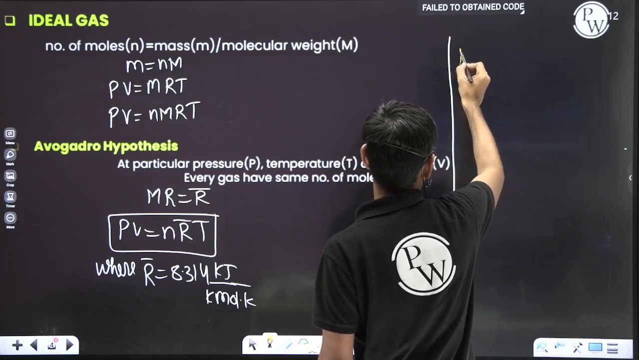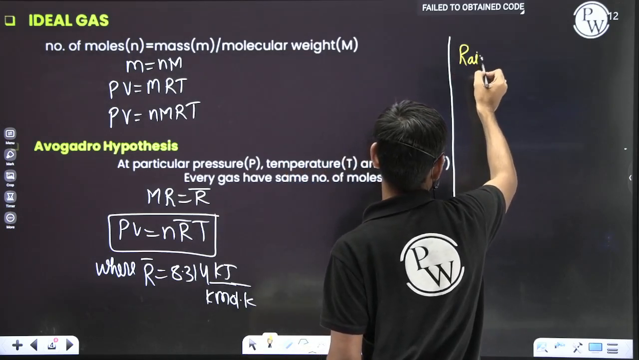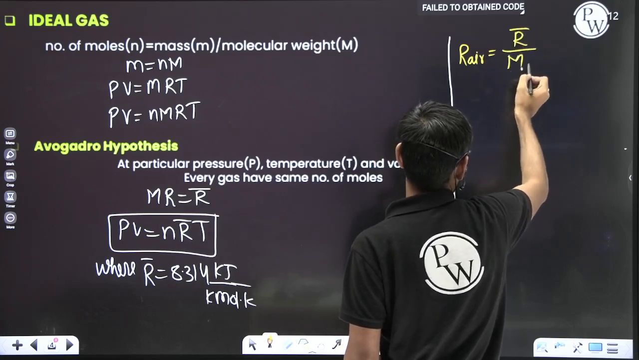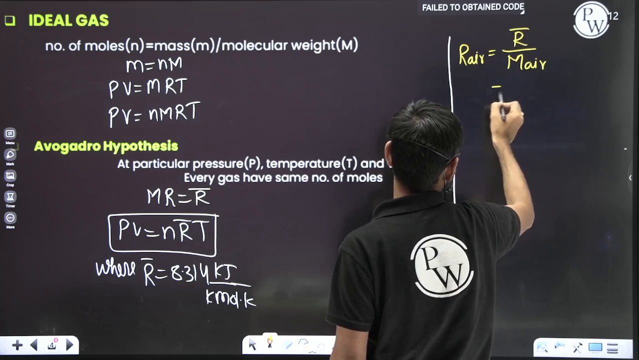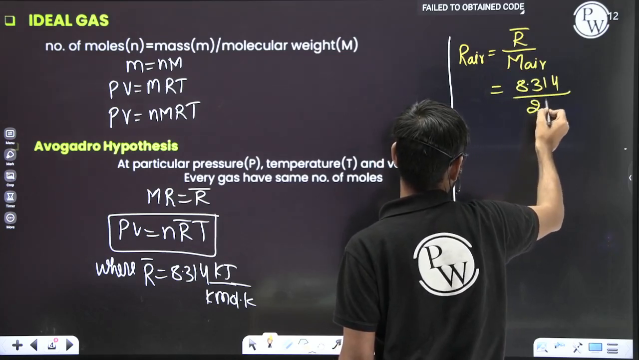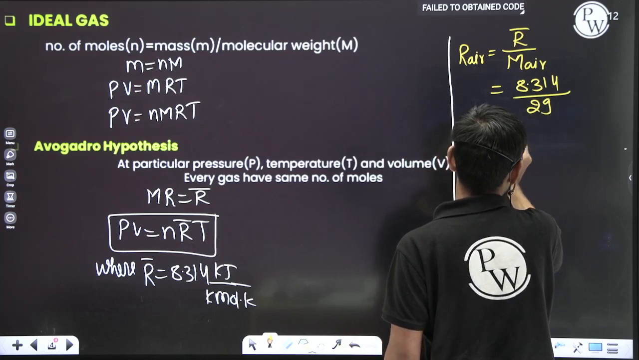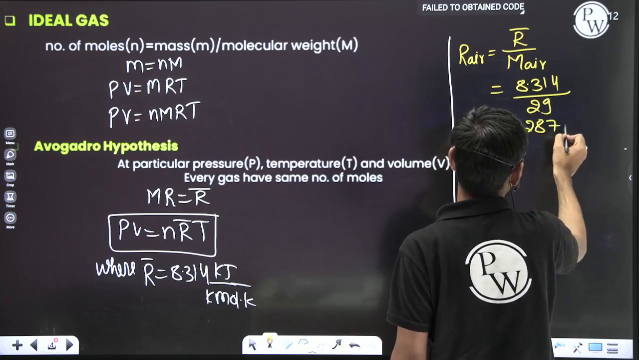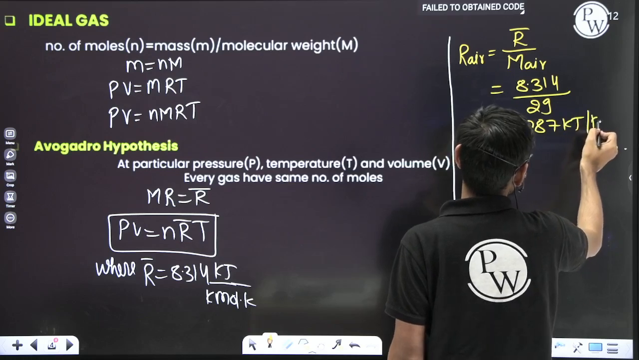See, suppose you need to calculate R of air. So the R of air value will be R bar by capital M of air. Simply put the value 8.314 divided by the molecular weight of air, which is 29. So this value will come 0.287 kilojoule per kg Kelvin.